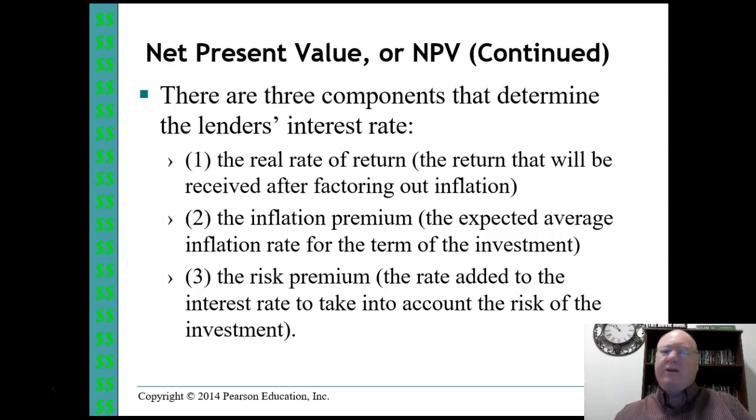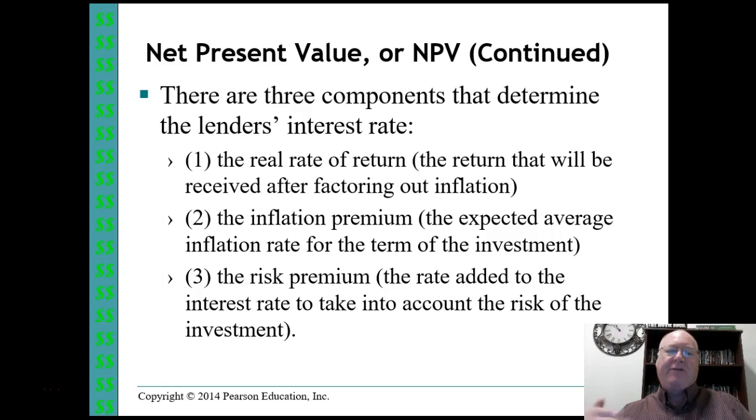Then the third component is just the risk premium. This is the premium that's added to whatever the base interest rates are to take into account the risk of the investment. And at the end, in chapter 9, I talked about this briefly in my lecture, where I talked about how any bank, depending upon the creditworthiness and the credit ratings, is going to add a risk premium.